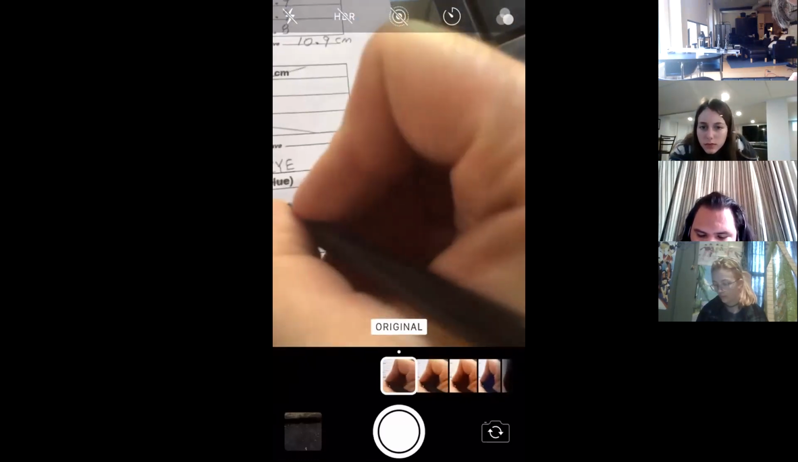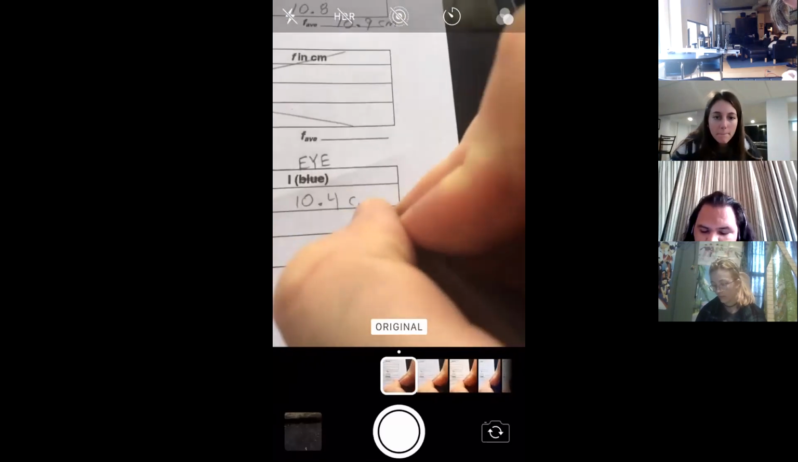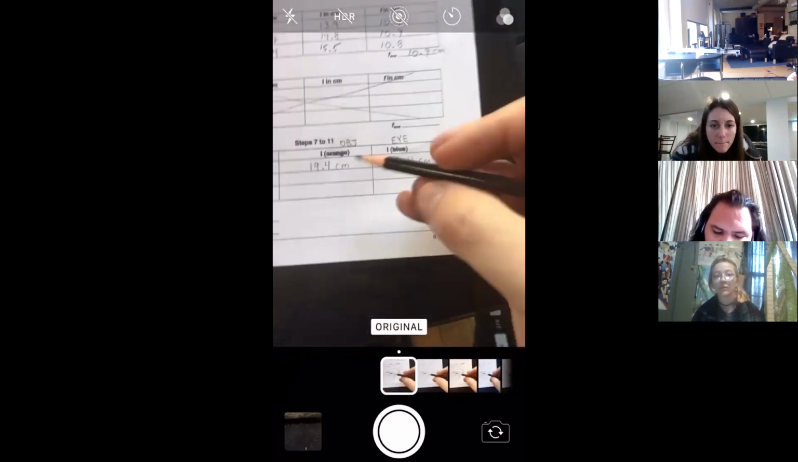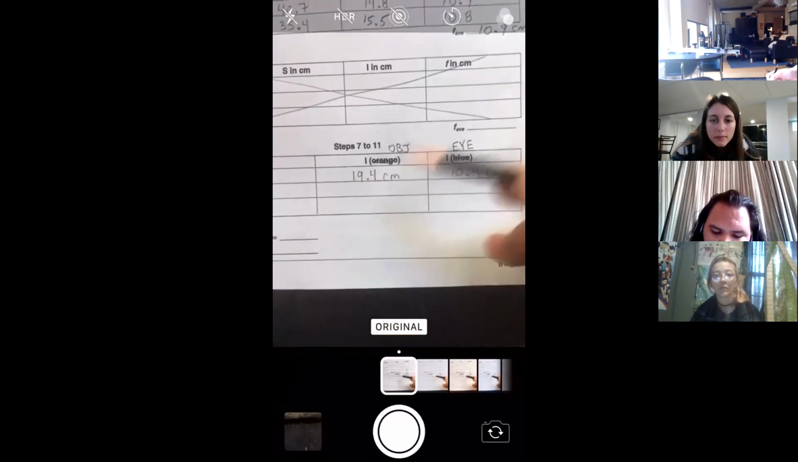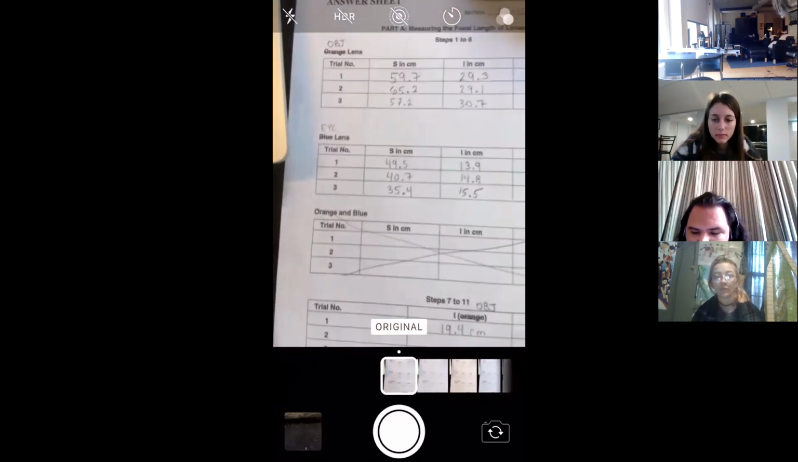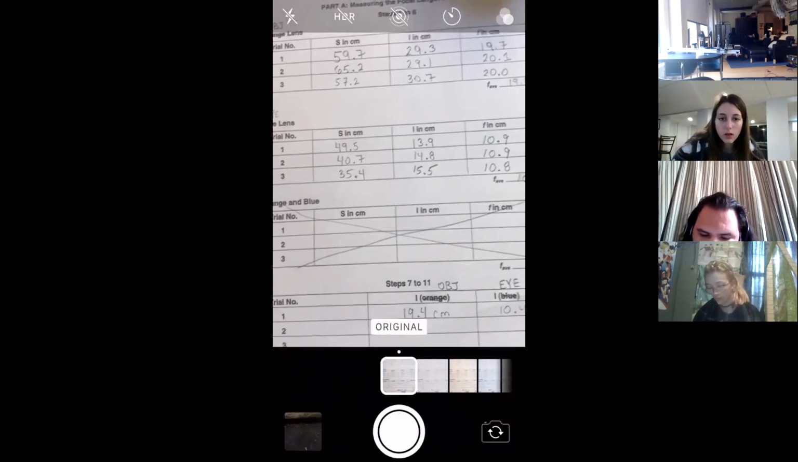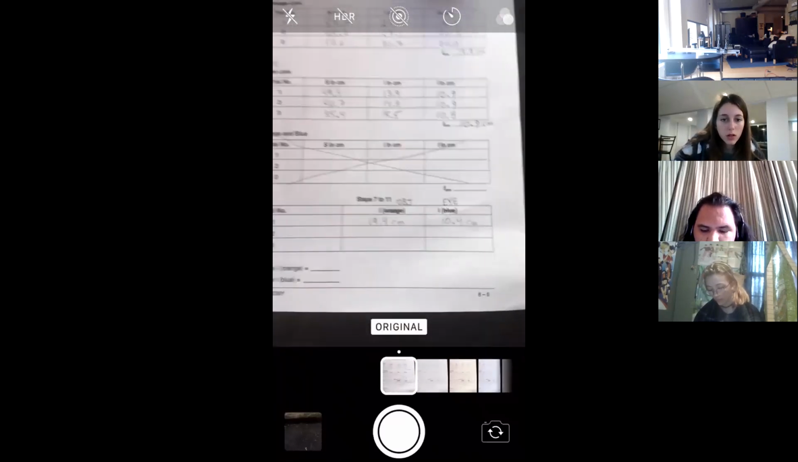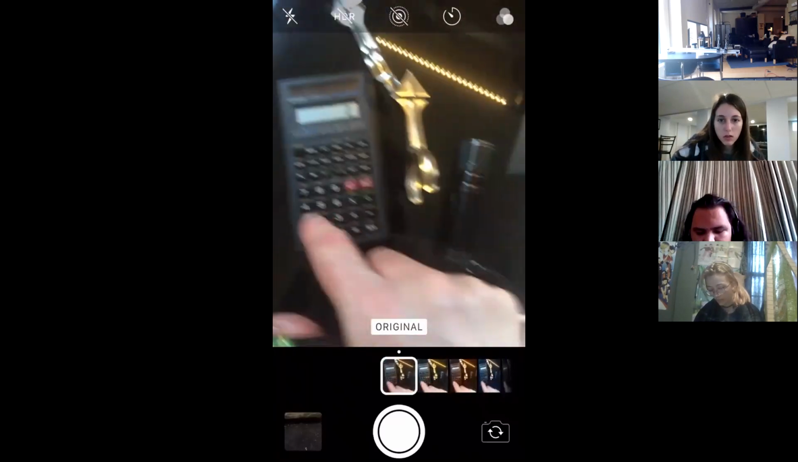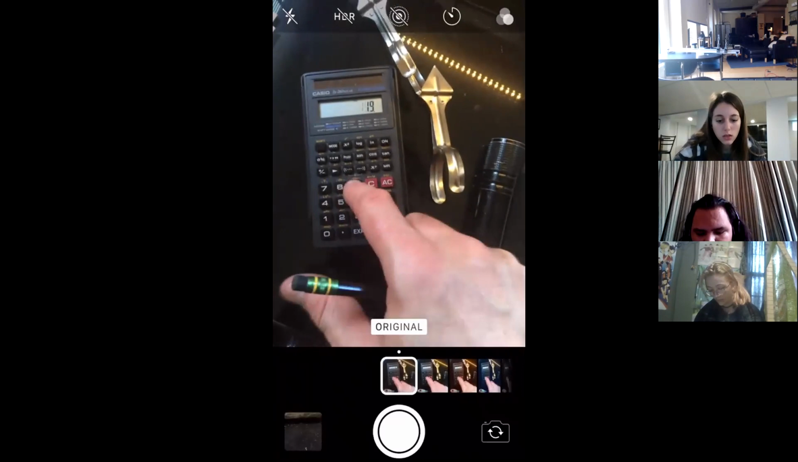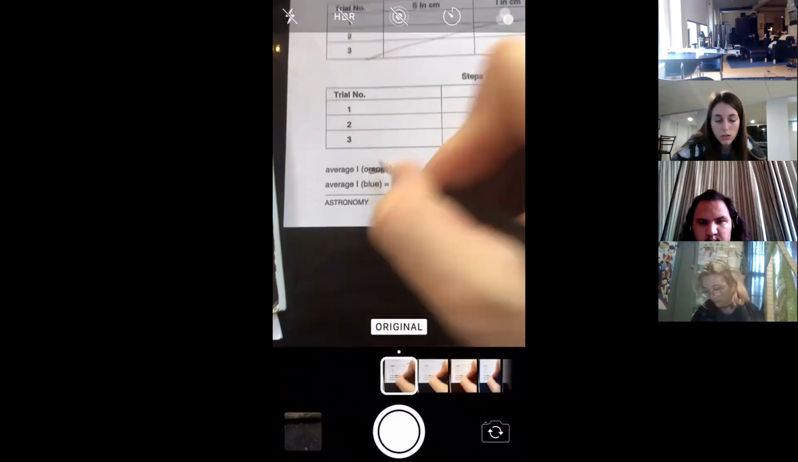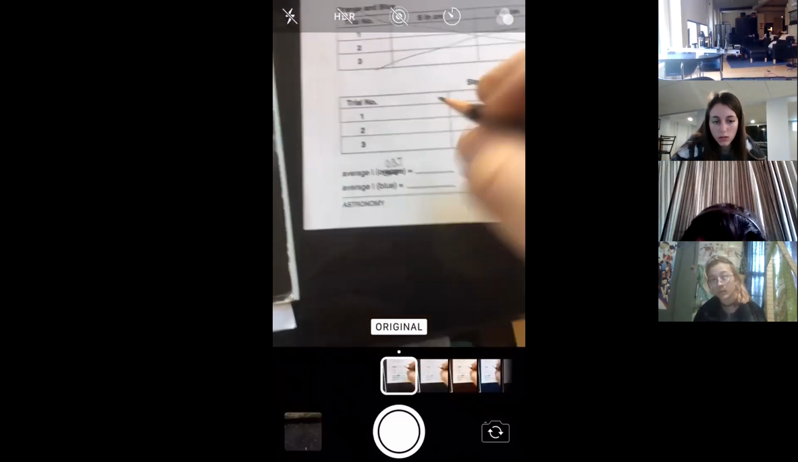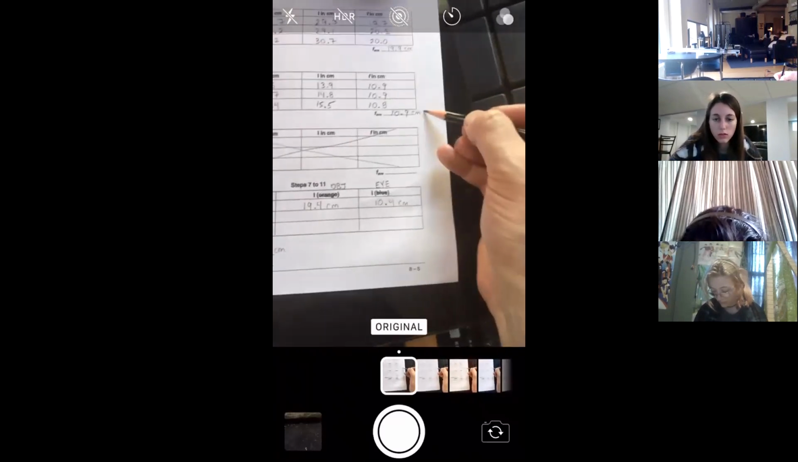So normally I would do multiple trials with this, but I'm feeling a little lazy today. Let's take the average of 19.4 and 19.9. What do you get if you do that? 19.7. Let's put that for our average objective: 19.7 centimeters. And let's average 10.9 and 10.4.